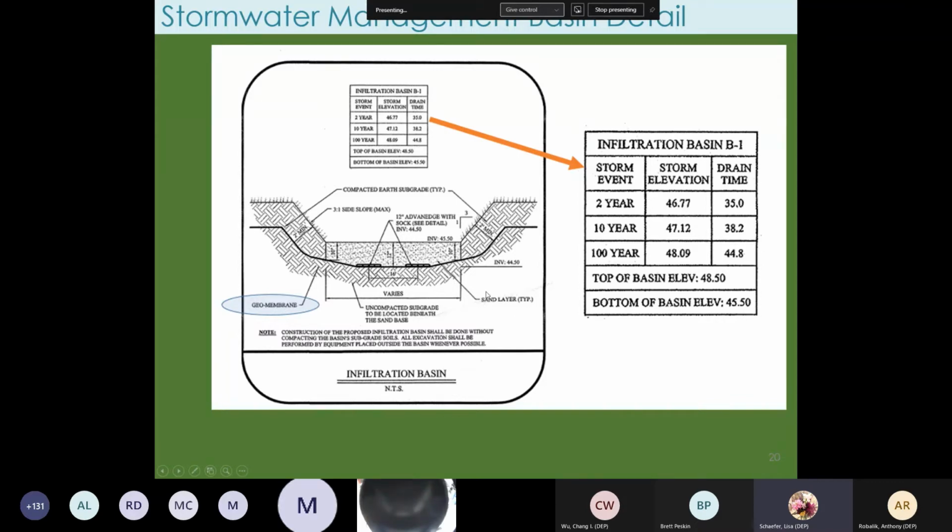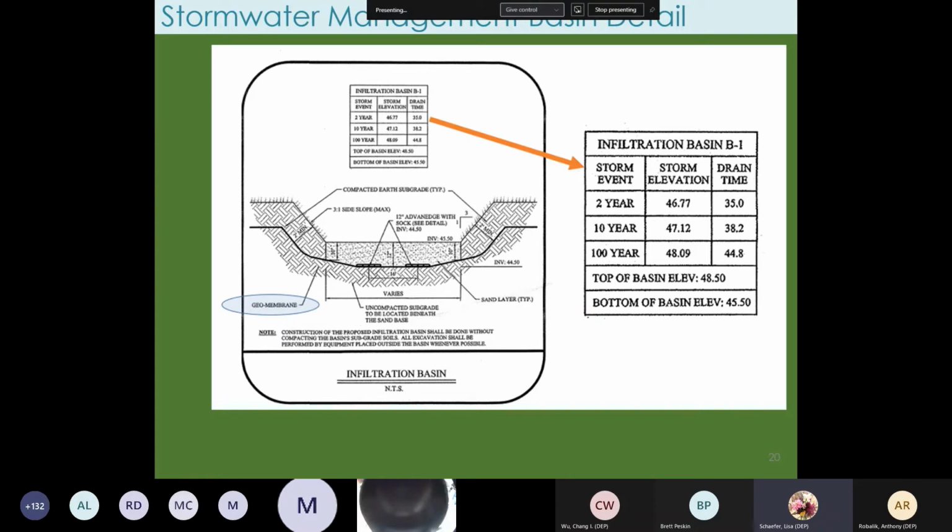So that is a deviation from the BMP manual design and standards criteria. The engineer also used a permeability rate for the sand bed that's higher than the maximum allowable in the BMP manual, and that value is 2 inches per hour. Additionally, the drain time shown in the table is 44.8 hours for the 100-year storm, whereas the maximum allowable design drain time is 36 hours when you're using the maximum sand bed permeability of 2 inches per hour.